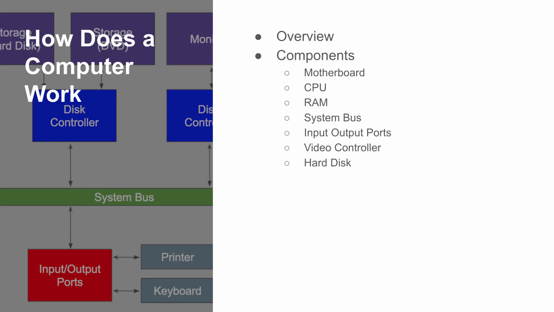In this presentation, first I'm going to give you an overview of all the components and how they logically fit and flow together. And then we'll drill down into some of the subcomponents and look at a little bit more details of each one of those. And those include the motherboard, the CPU or central processing unit, RAM or random access memory, the system bus, input-output ports, the video controller, and the hard disk unit. So let's go ahead and look at the overall flow of all the components and how they fit together.